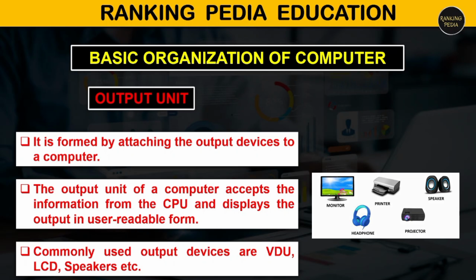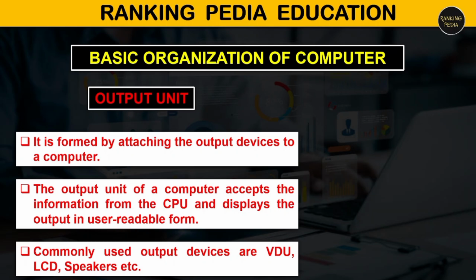So, if we talk about the overall basic organization of a computer, the input unit is formed by attaching one or more input devices to a computer. Your input devices are the keyboard and mouse. The CPU is the main unit of a computer as it controls all the internal and external devices, and also performs arithmetic and logical operations. Now comes the output unit, which is formed by attaching output devices to a computer. We will discuss the components of the CPU in this video only.